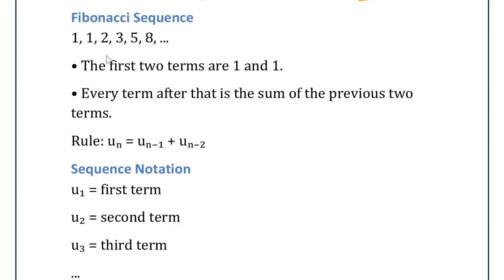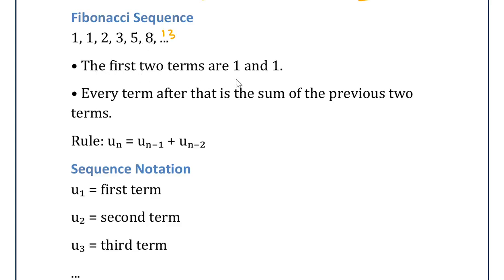The rule is simple. You get the first two terms, 1 plus 1, to give you the third term. So 1 plus 1 is 2. What about the next term? The next term is 3. So we get 3 by adding 1 plus 2. And again, 2 plus 3, 5. 3 plus 5, 8. And then 8 plus 5 gives us 13. That is the rule of this Fibonacci sequence.